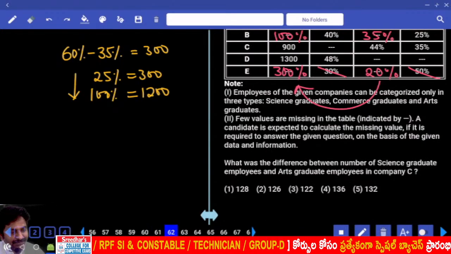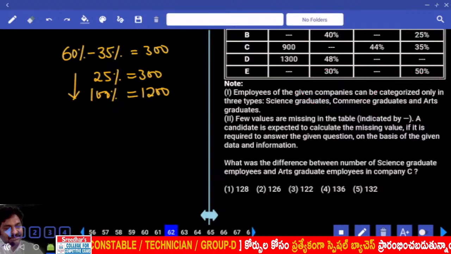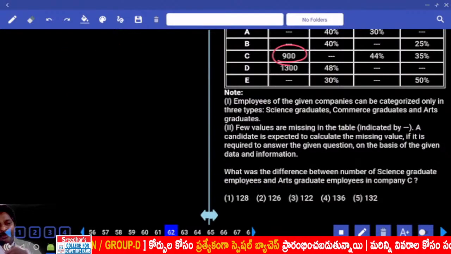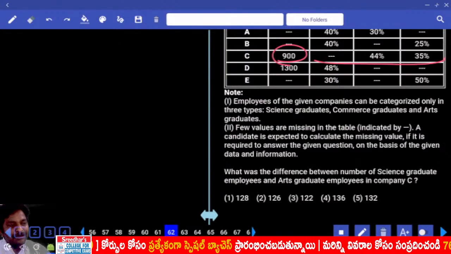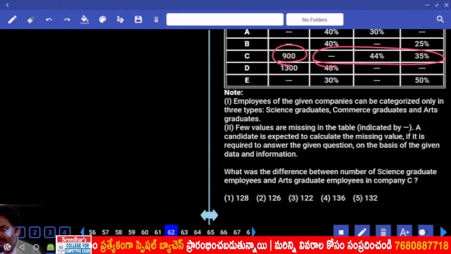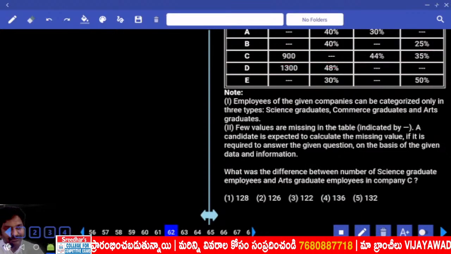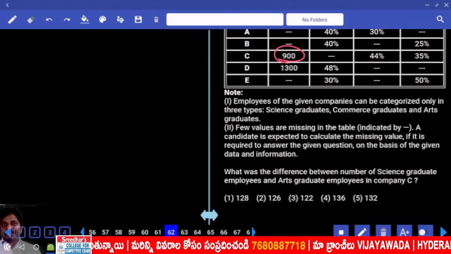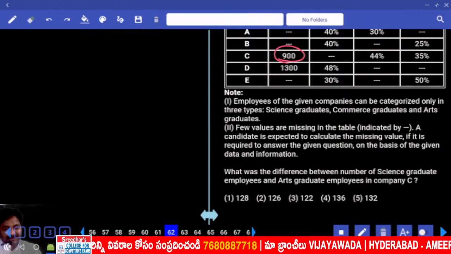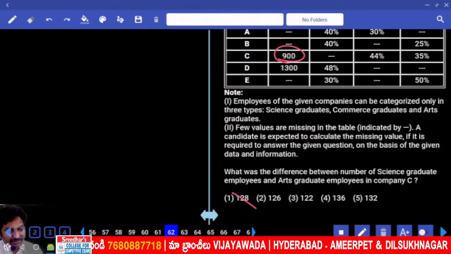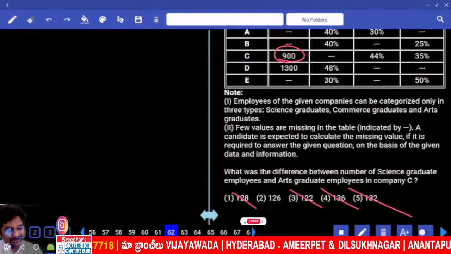What was the difference between number of science graduate employees and arts graduate employees in company C? In company C, total how many people are there? All the percentages are in integers only, then difference or sum also will be integer only. If you have original number 900 where 1% value is 9, answer must be a multiple of 9. Can it be first option? Second, third, fourth, fifth, done.